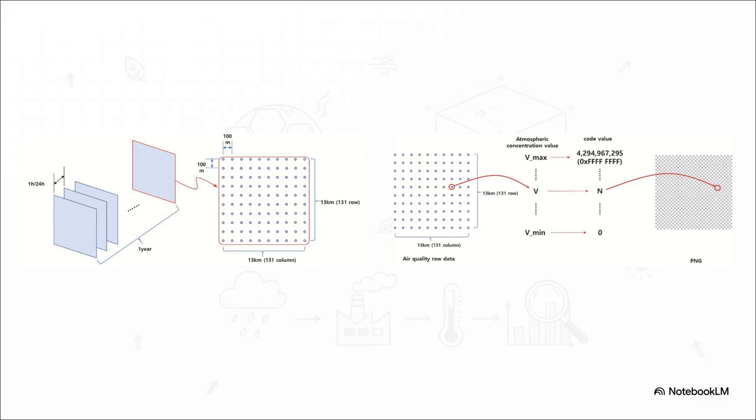Well, here is the brilliant turning point of the whole journey. Instead of sending clunky spreadsheets of numbers, the researchers mapped the atmospheric concentration values directly into the pixels of a PNG image. Seriously, they took the raw grid data and encoded it right into the red, green, blue, and alpha channels of the image format. So you're no longer transmitting a massive database, you are quite literally transmitting a picture of the data.